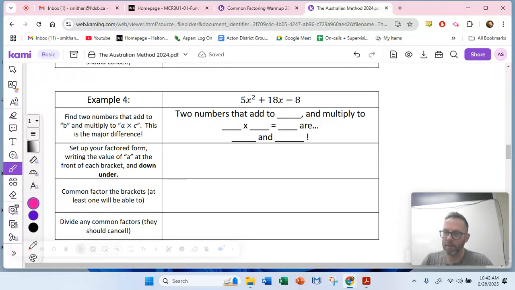I like this method. So add to 18. 5 times negative 8 is negative 40.